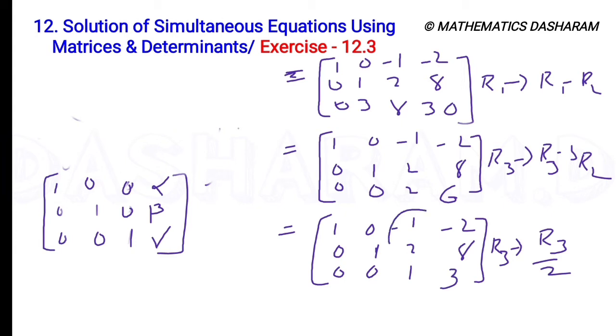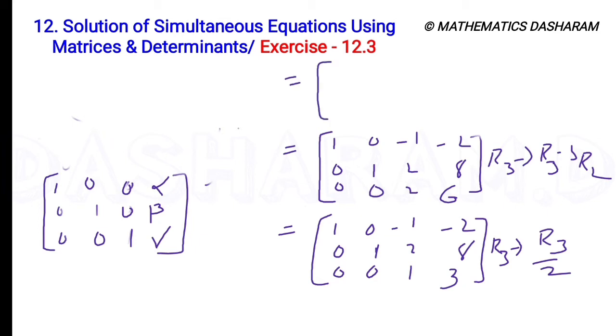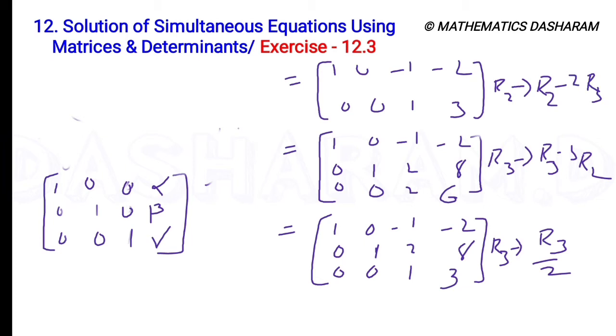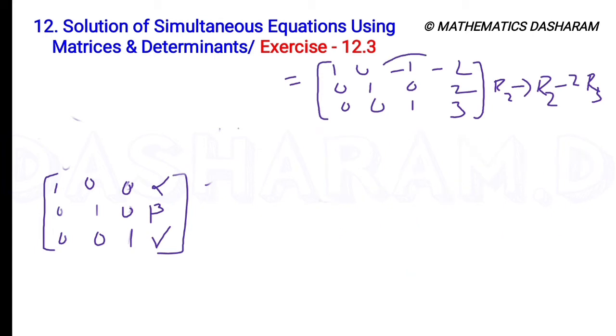Next, at these two places we require zeros. So now I am writing the first row as it is, 1 0 minus 1 minus 2. The second row I am going to change, and the third row will come as it is, 0 0 1 3. So what I am doing here is R2 replaced with R2 minus 2R3. Then the answer that will come here is 0 1, here 0, and here 2 will come. Now finally we require 0 at this place.